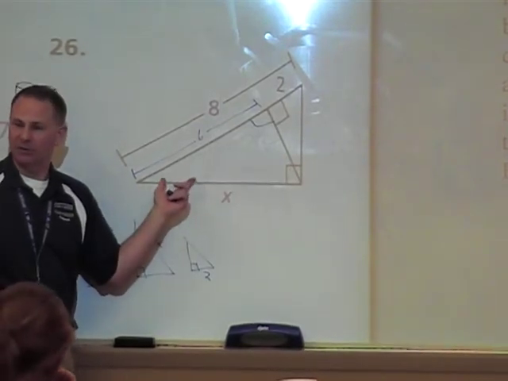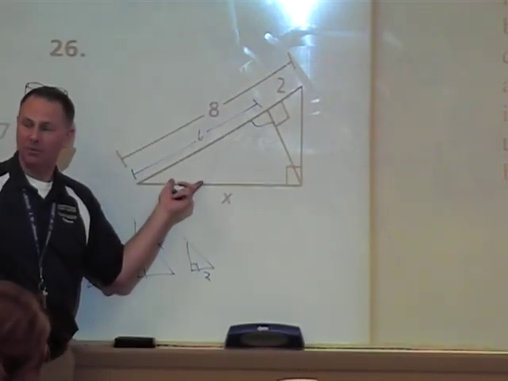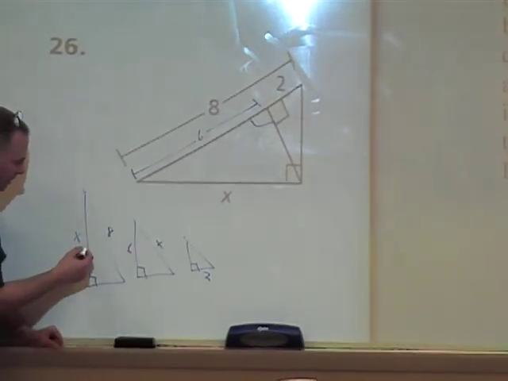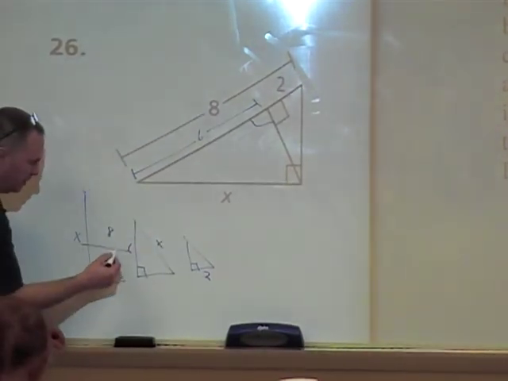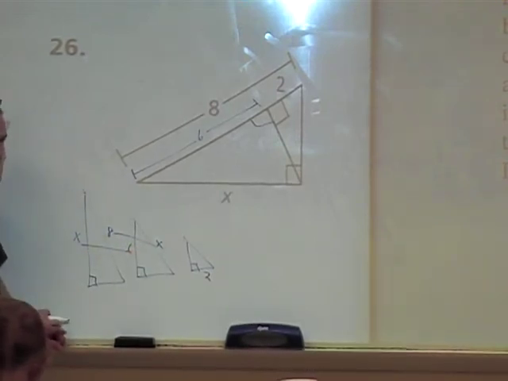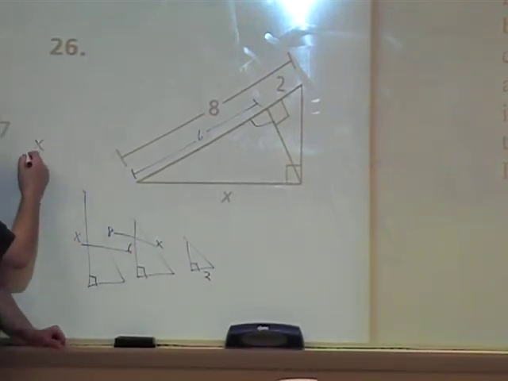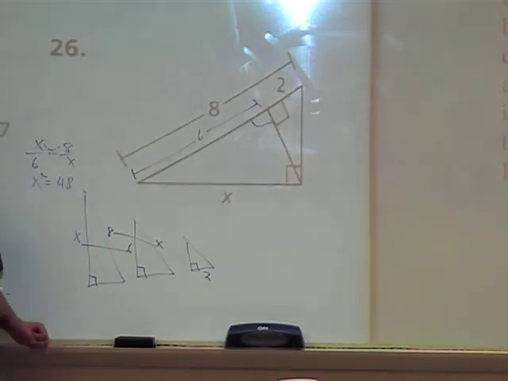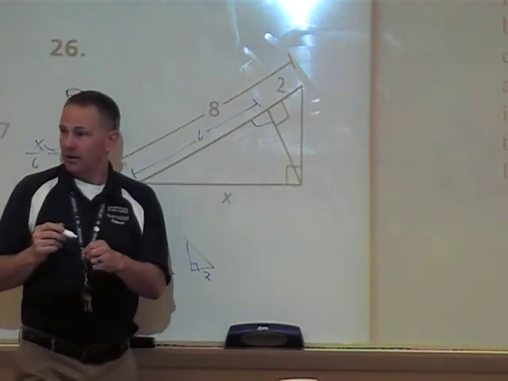This is number 26. It's not the first one. So you're going to build up to this. And then you would set this up, long leg to long leg is hypotenuse to hypotenuse. Alright, x over 6 as 8 is to x, that's x squared equals 48, and then you take the square root and be done. Okay?